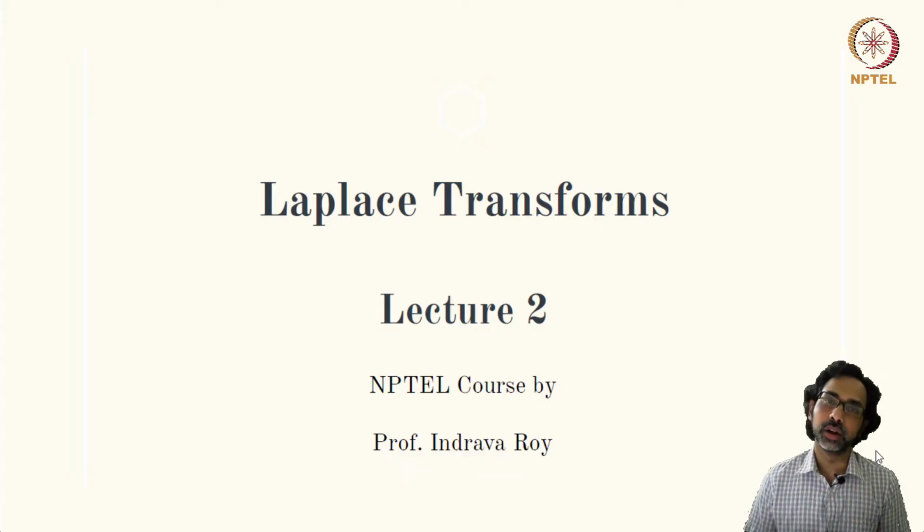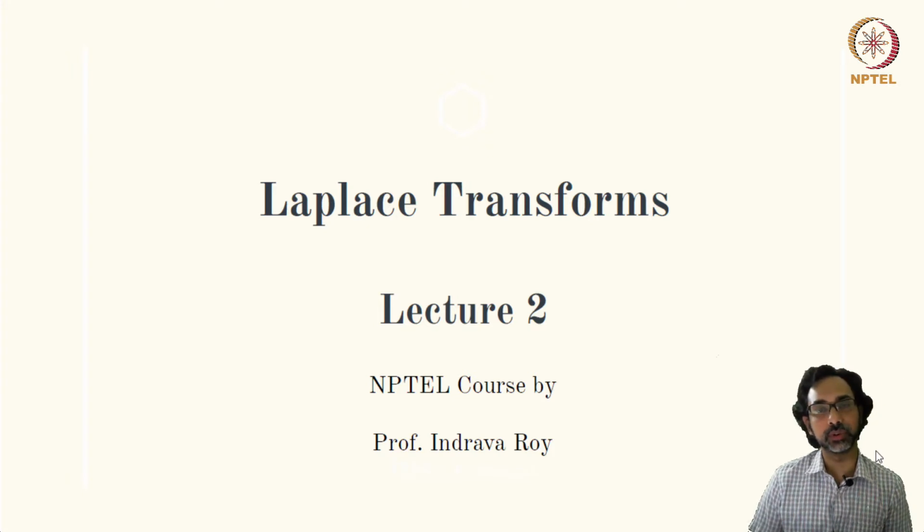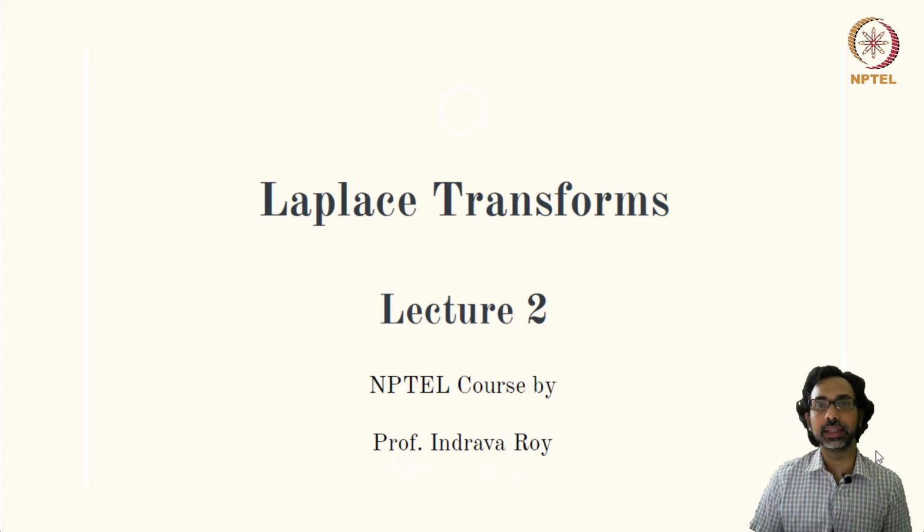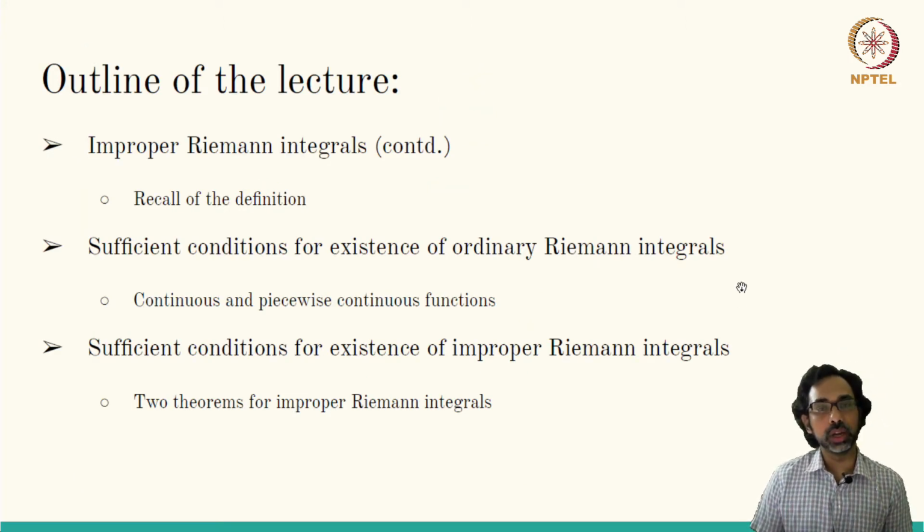In the last lecture, we saw the definition of the Laplace transforms, and we saw that it is a special case of an integral transform. We also saw that it is defined using the concept of an improper Riemann integral, because the limits of integration for the Laplace transform are from 0 to infinity. So the ordinary Riemann integral can no longer be defined, and one uses a limit formula to define the so-called improper Riemann integral.